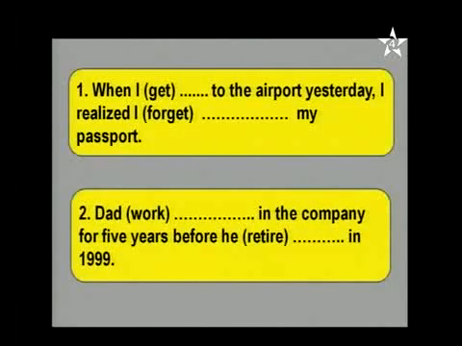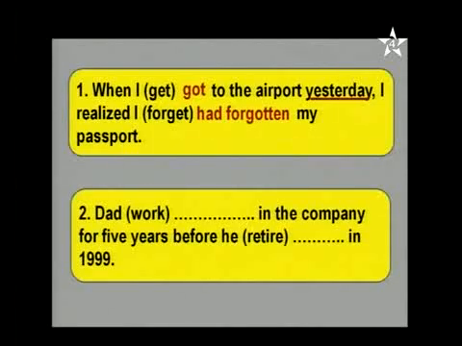Number 2, Dad worked in the company for 5 years before he retired in 1999. So, of course, as I told you before, the two actions or the two events should be in the past. And the time indicator, for example, in the first sentence is yesterday. So, what is it? When I get to the airport. So, what happened first? Getting to the airport or forgetting the passport? Of course, forgetting the passport is first. So, I had forgotten my passport, and then I go to the airport. And the sentence should read, when I got to the airport yesterday, I realized I had forgotten my passport.